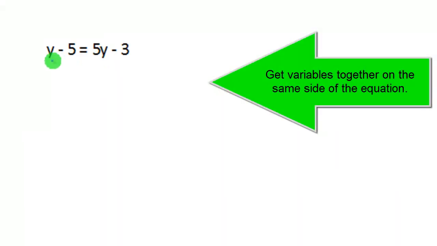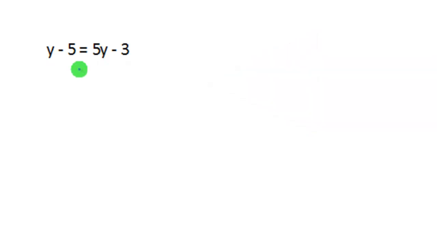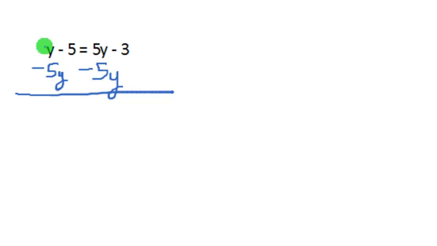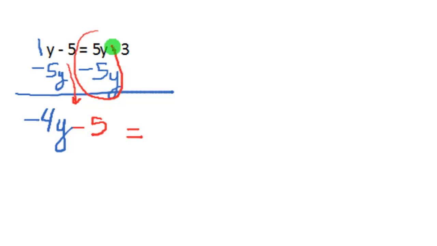Okay, in this equation, we have variables on both sides of the equal sign. We want to get them to the same side of the equal sign. So I'm going to add a negative 5y, which is the opposite, so that I can get the y's together on the left. This is just a personal choice. We could have moved the 1y to the right, but I moved the negative 5y over. And 1y minus 5y is negative 4y. Bring down the negative 5 equals. Okay, over here we have 5y minus 5y, which is 0. Bring down the negative 3.